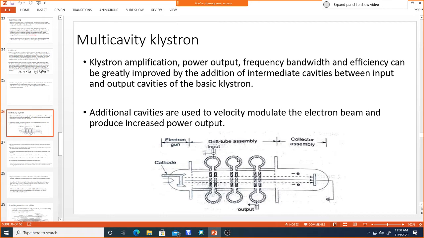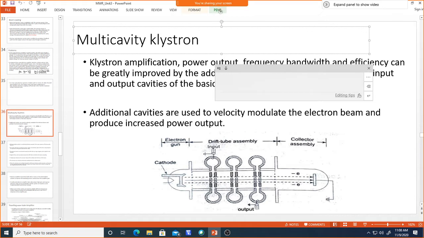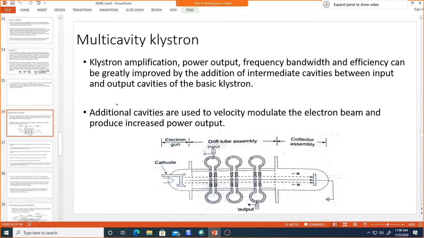So you can see, you might have seen that whenever you have the same resonant frequency, the gain will increase. Say, for example, if you have a resonant frequency of cavity 1, and you tune cavity 2 and cavity 3 to the same resonant frequency, then obviously the gains will add up and increase.